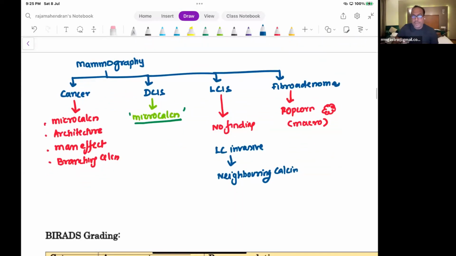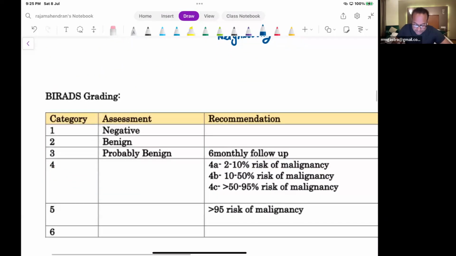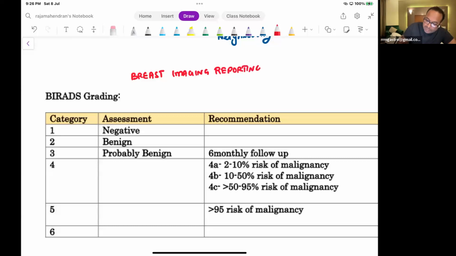This is very important because in a mammography, based on the finding only, we will do the BIRADS grading. BIRADS grading is of 6 categories. What is BIRADS expanded? This question has come in the PG entrance exam. Breast Imaging Reporting and Data System. Okay, don't get confused in this.